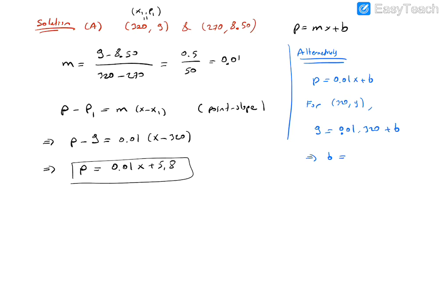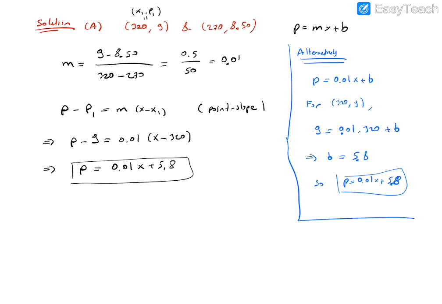This is 3.2. You subtract from here, so 5.8. So B is 5.8. As a result, P equals 0.01x plus 5.8 is the price supply equation. Both of them are correct.